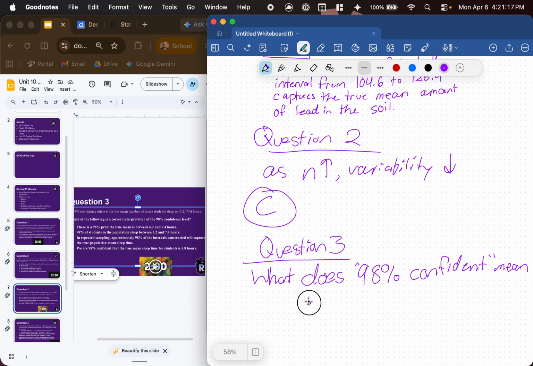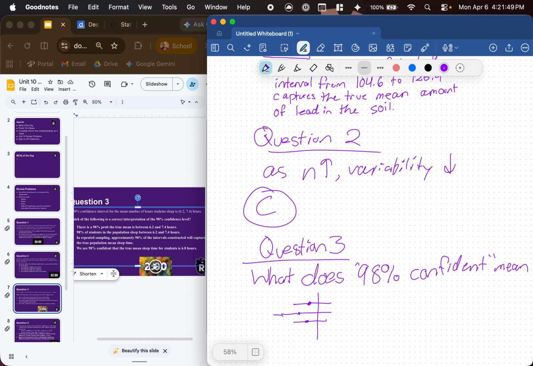Think back to, I provided this a long time ago, the different confidence levels or intervals that we create. And if our true mean is somewhere here, what we're trying to say is that we want to ensure how many of those intervals are capturing the true mean. 98% confident means that we believe that 98% of the intervals constructed will capture the true population mean of whatever. So that's the correct answer.